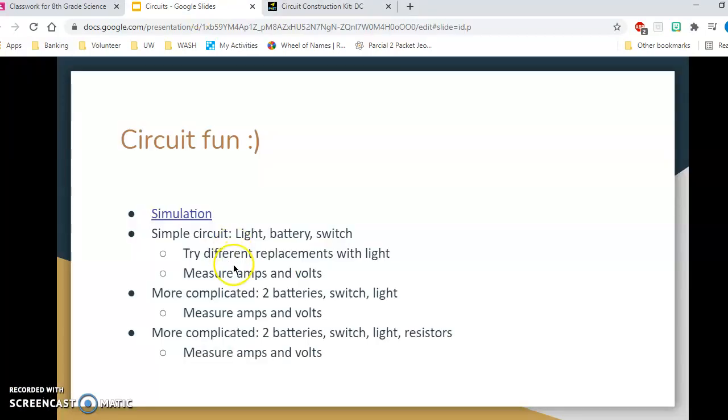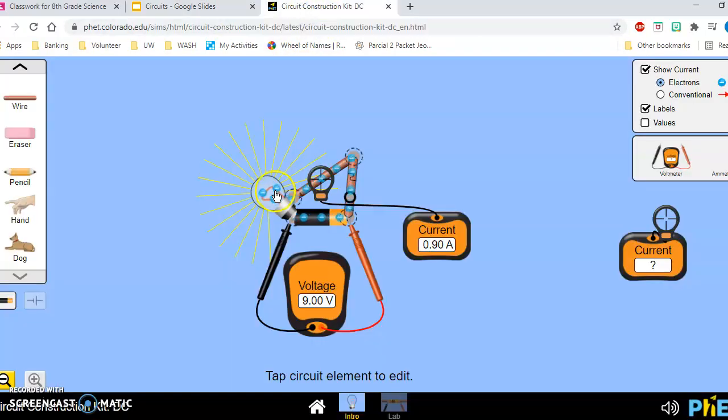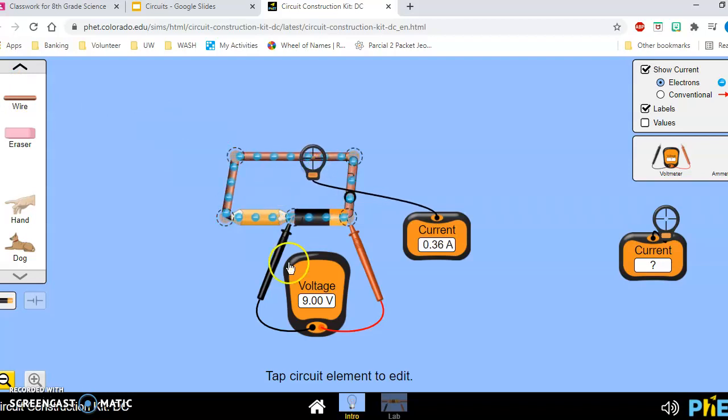All right, what's the next thing we said? We're going to try to replace it with different things. So let's replace our light with something else. Let's replace our light with a pencil, just for fun. I'm going to put another wire in just to make this easier for me. So what happens now? We have a pencil that is allowing current to go through, but our current is smaller. We were at 0.9 and now we're at 0.36.